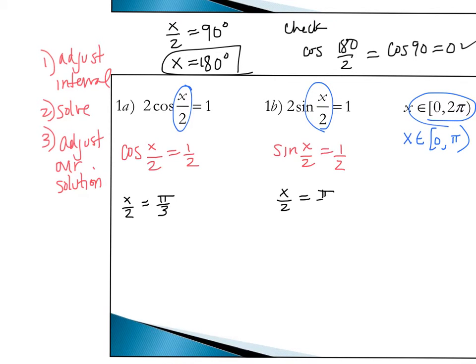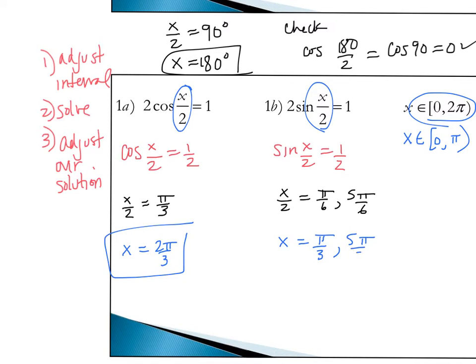It has pi/6 or 5pi/6. And now I can finish the problem by actually solving for x, and the way that I solve for x is by multiplying by 2 on both sides. So for part A, there's only one solution. For part B, when I times both of those by 2, there are actually two solutions. So it depends upon the function whether you're going to have one answer or two in the new restricted domain.